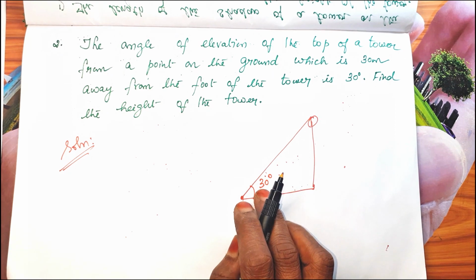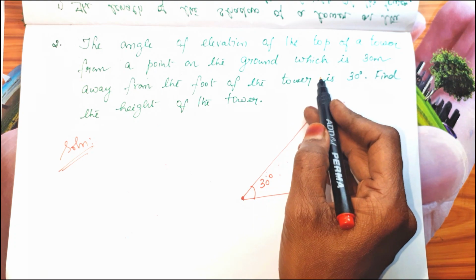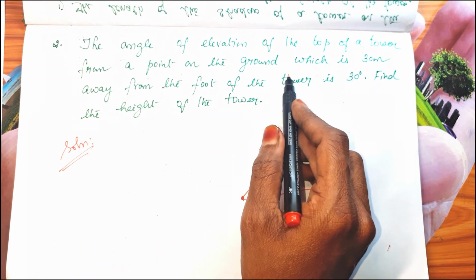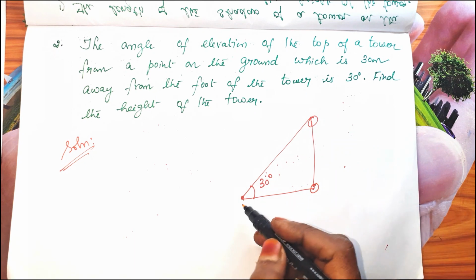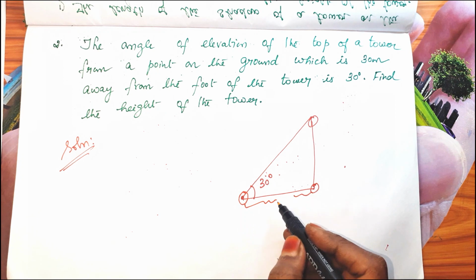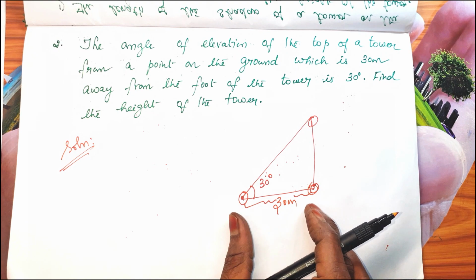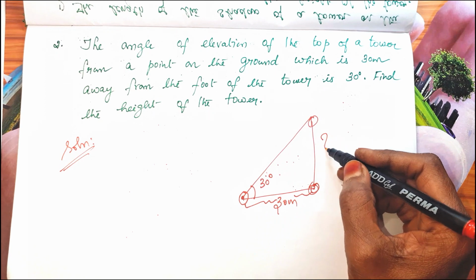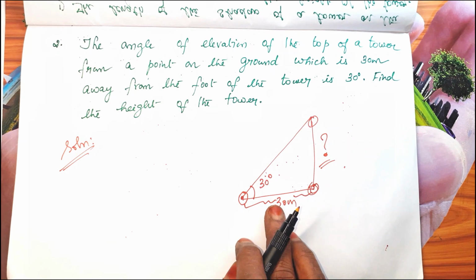So this is 30 degrees, and anything else given: from a point on the ground which is 30 meters away from the foot of the tower. This is the foot of the tower, and from here the observer is observing, at a distance of 30 meters away from the foot of the tower. So this distance is 30 meters and this angle is 30 degrees. We are going to find the height of the tower. This only is not known. Opposite side by adjacent side means tan.